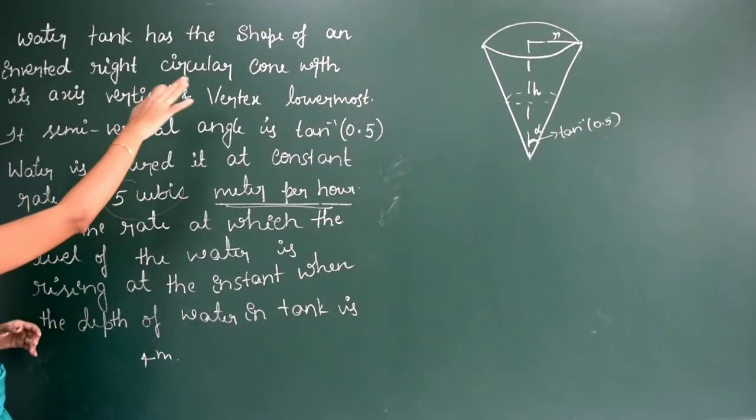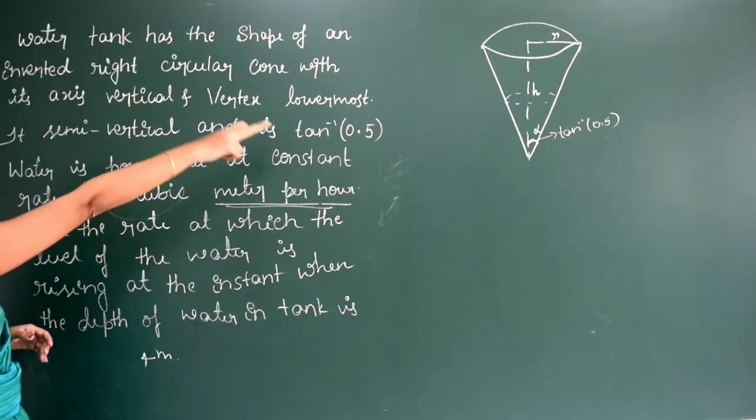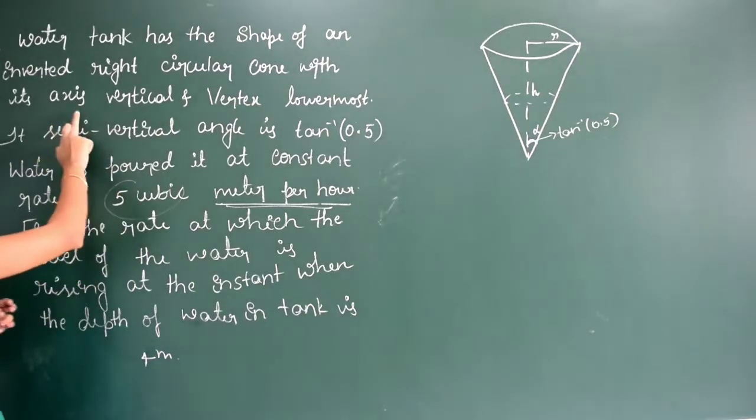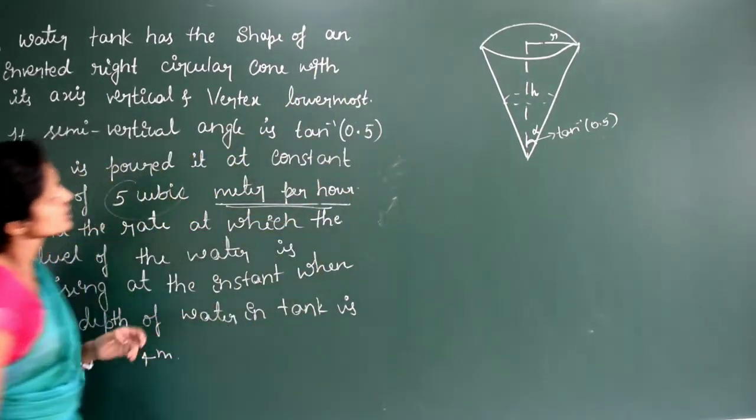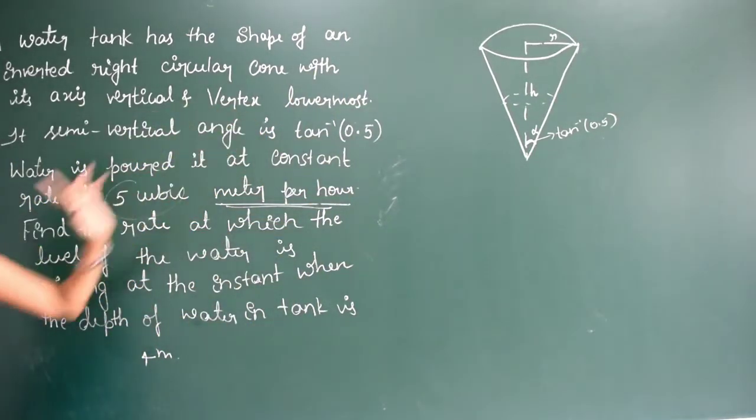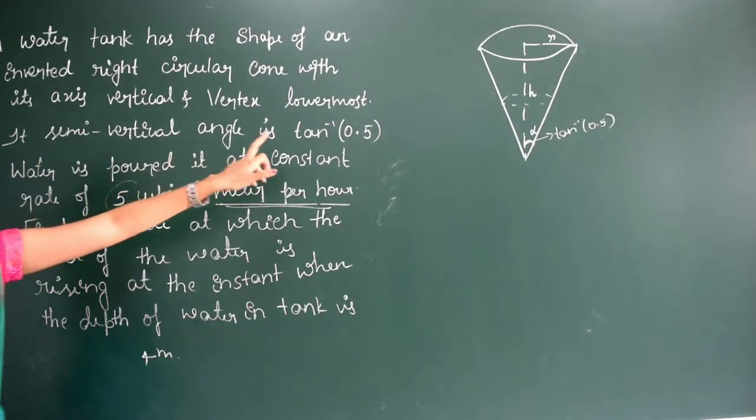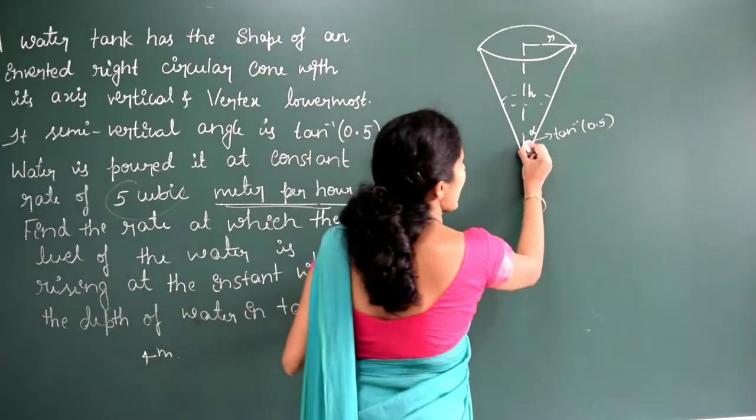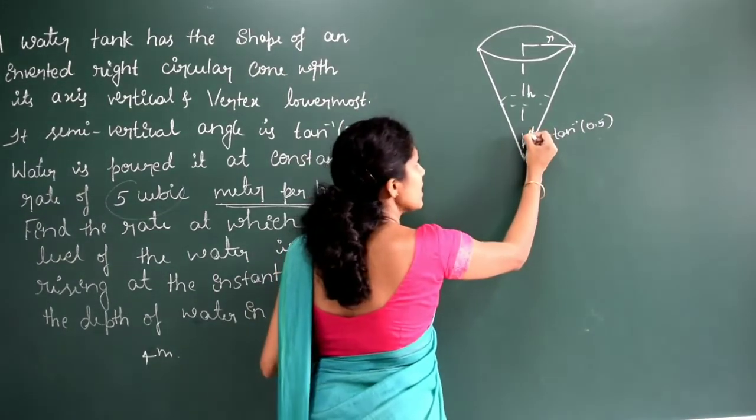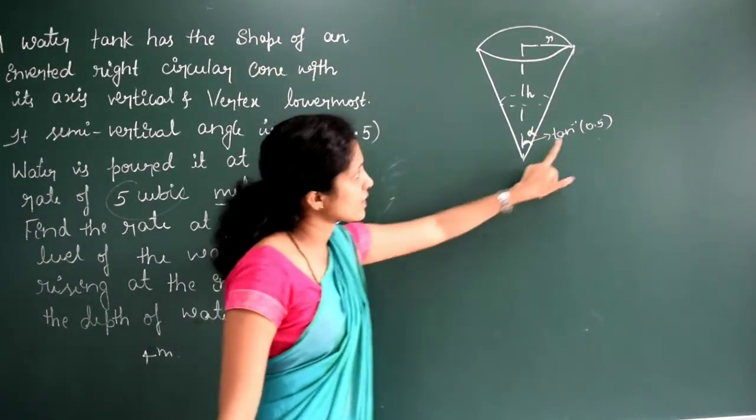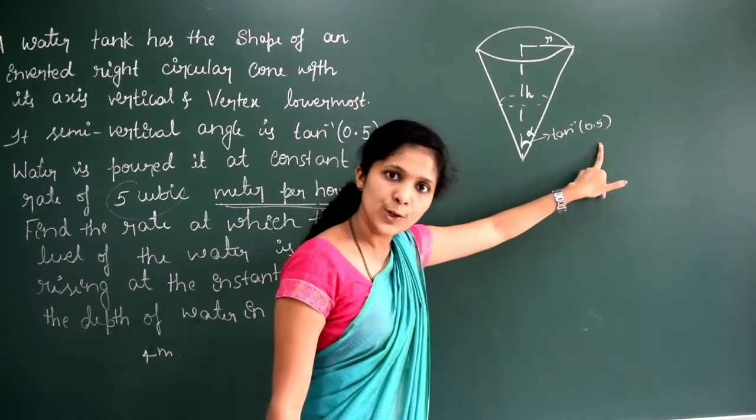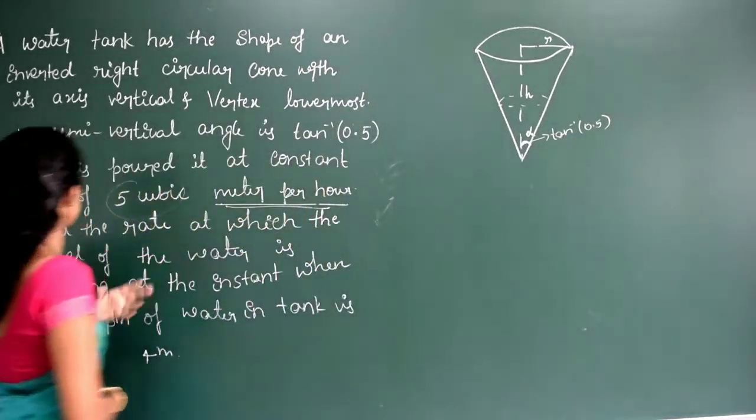A water tank has the shape of an inverted right circular cone with its axis vertical and lowest vertex lowermost. Its semi-vertical angle is tan inverse of 0.5. Semi-vertical angle, this is given, and I have considered it as alpha, which is tan inverse of 0.5.